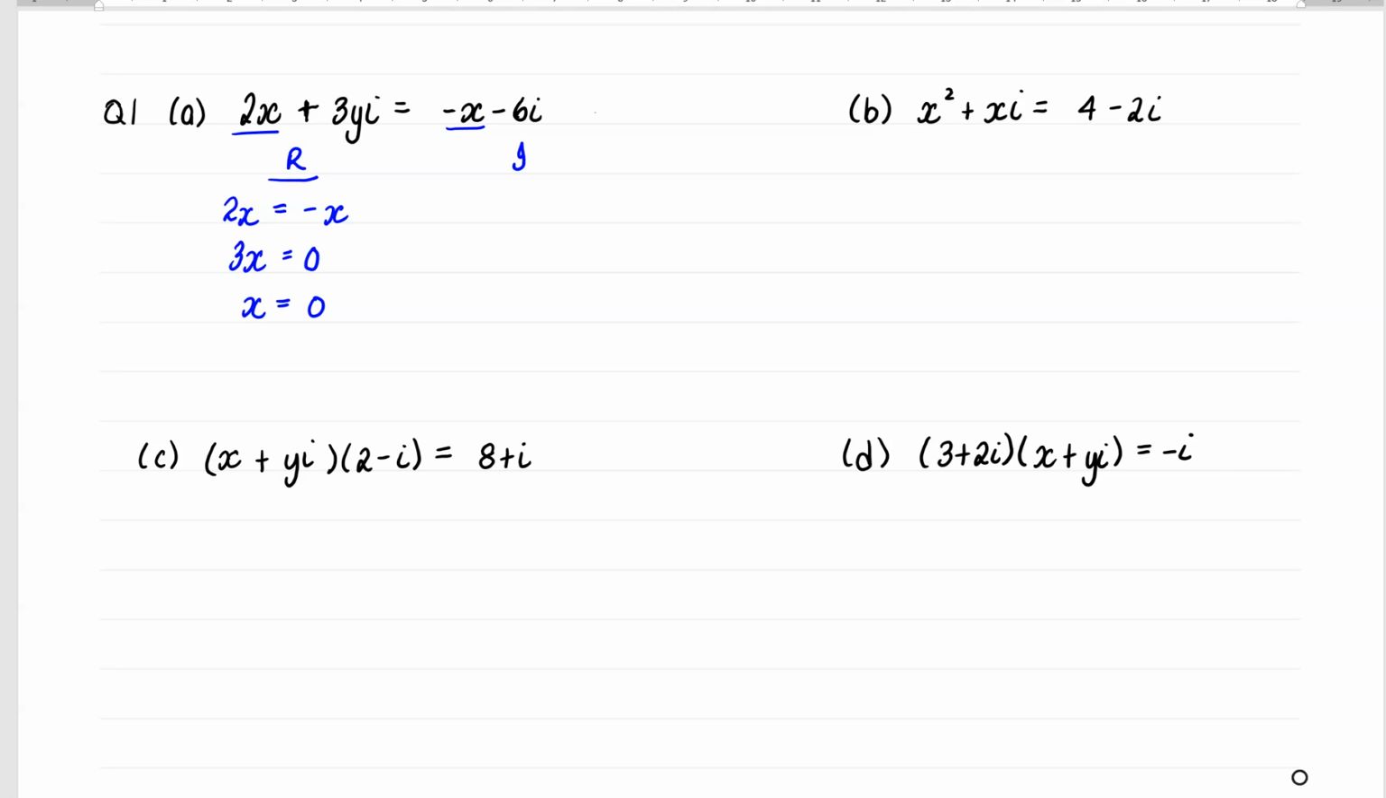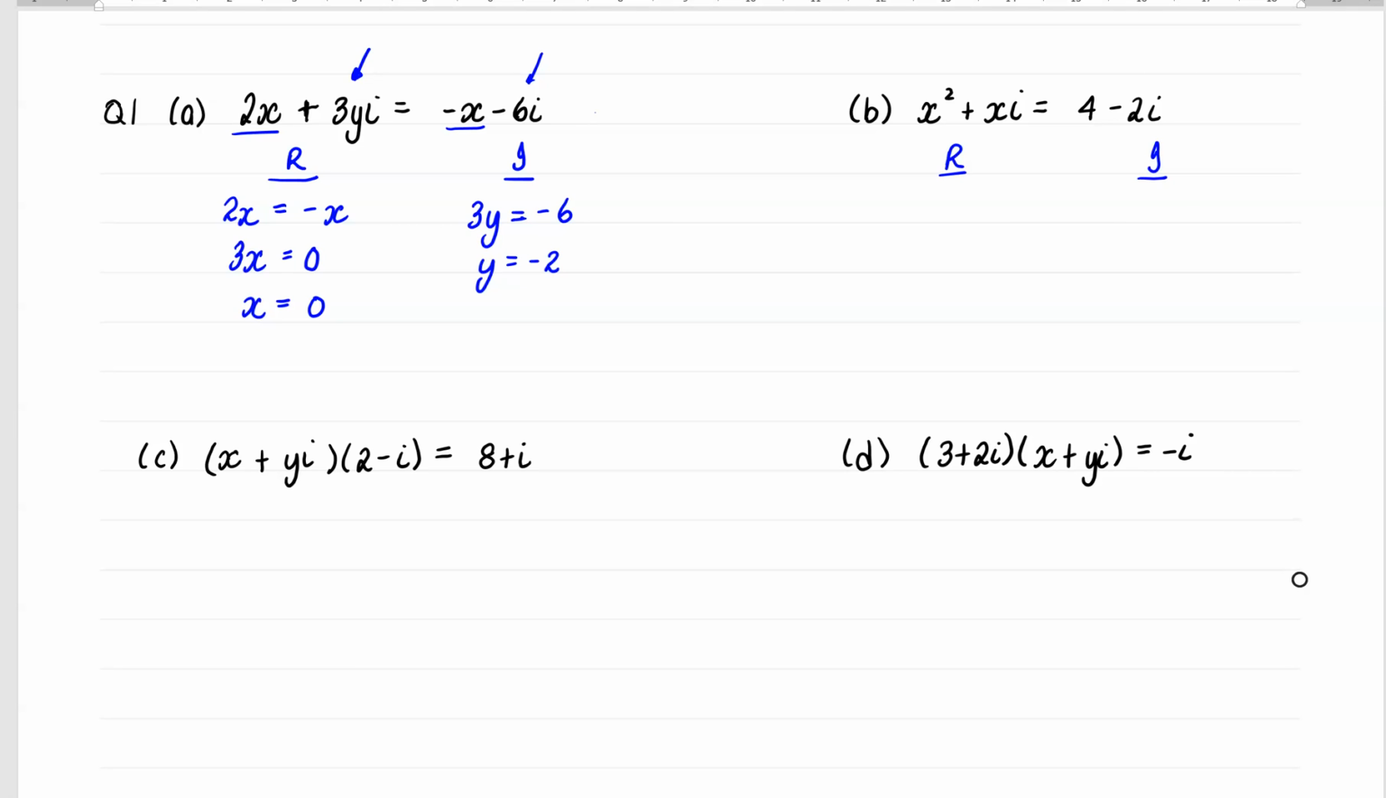Okay, we do the same to the imaginary. On the left hand side, your imaginary is here, so that's 3y. And on the right hand side, your imaginary is minus 6. So therefore, y equals minus 6 divided by 3 is minus 2. Keep on going, same way, real. So again, pause the video whenever you need to.